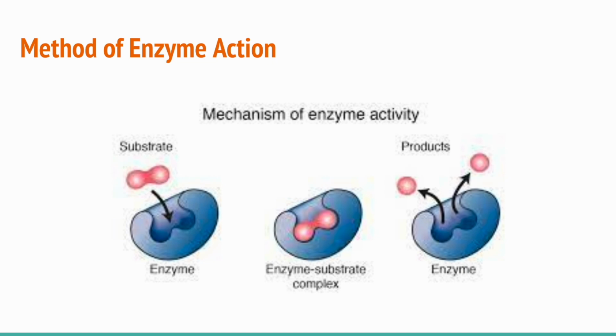Certain conditions, which we'll get onto later, can change the shape of the active site and make it non-complementary to the substrate molecules. And when these factors affect the shape of the active site, an enzyme can be denatured, which means that it's no longer able to function.